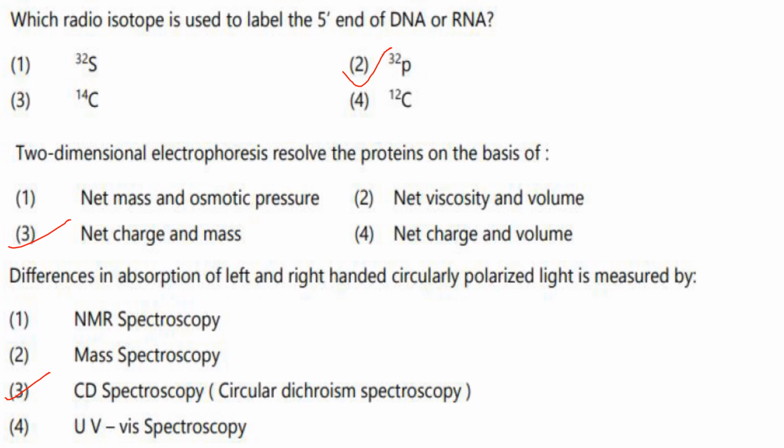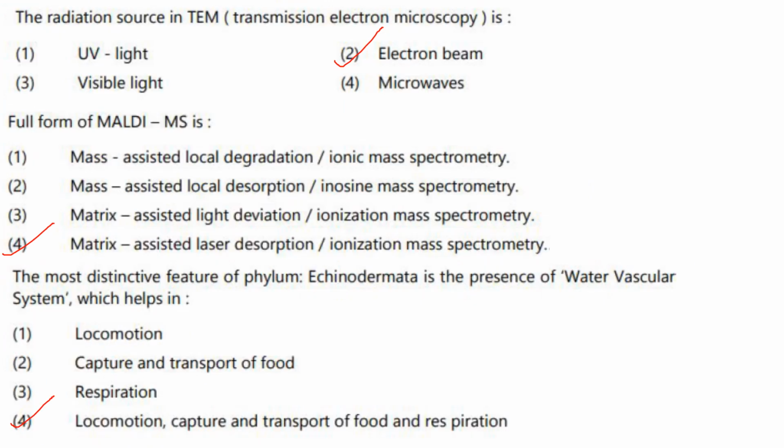Then next one. Differences in the absorption of left and right-handed circularly polarized light is measured by. So it is measured by CD spectroscopy or circular dichroism spectroscopy. Answer is option 3. Then next one. The radiation source in TEM, that is transmission electron microscopy, is. So in transmission electron microscopy, you use electron beam as the radiation source. Answer is option 2. Full form of MALDI MS is. So MALDI MS is matrix assisted laser desorption ionization mass spectrometry. Answer is option 4.